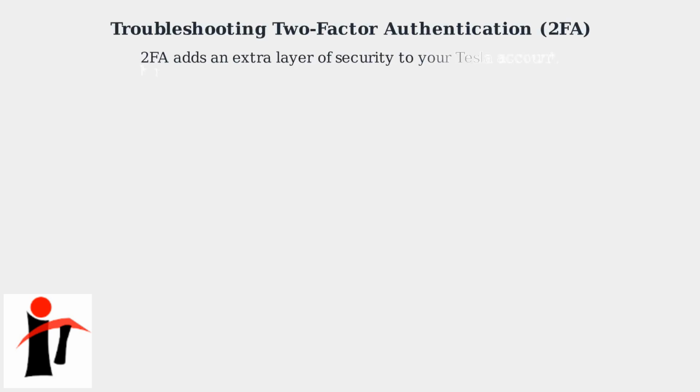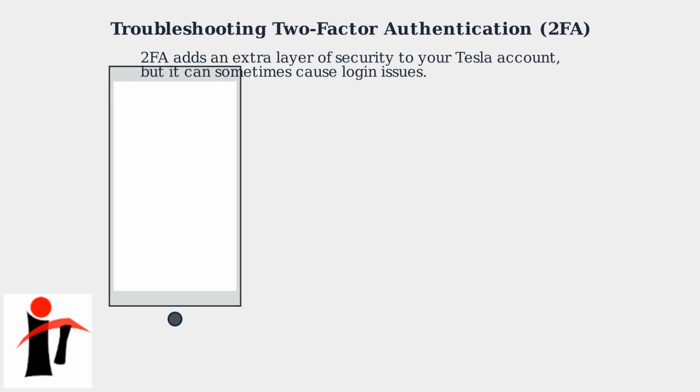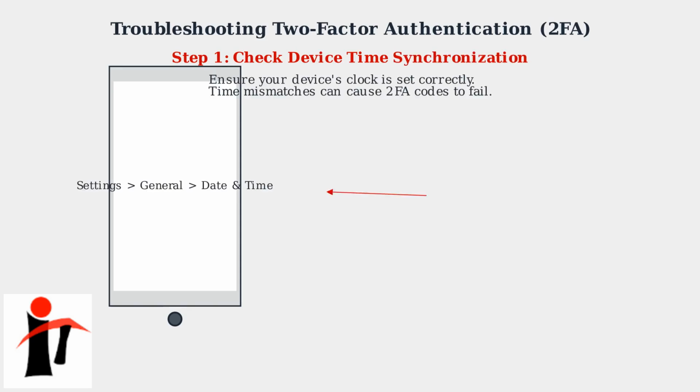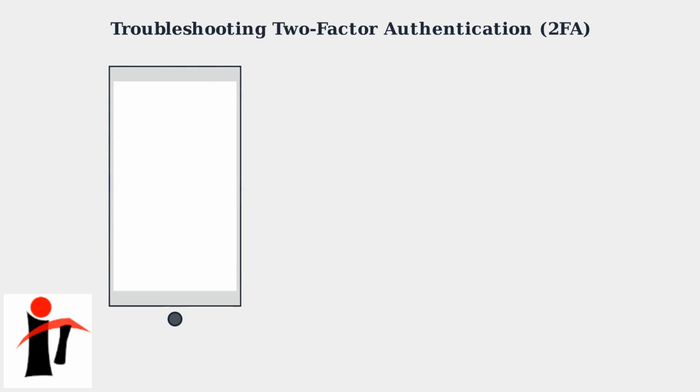Two-factor authentication adds an extra layer of security to your Tesla account, but it can sometimes cause login issues. Let's walk through the main troubleshooting steps. First, check that your device's time is correctly synchronized. Authenticator apps generate codes based on precise timing, so a mismatched clock can prevent 2FA from working. Go to your device's settings and ensure automatic time setting is enabled.